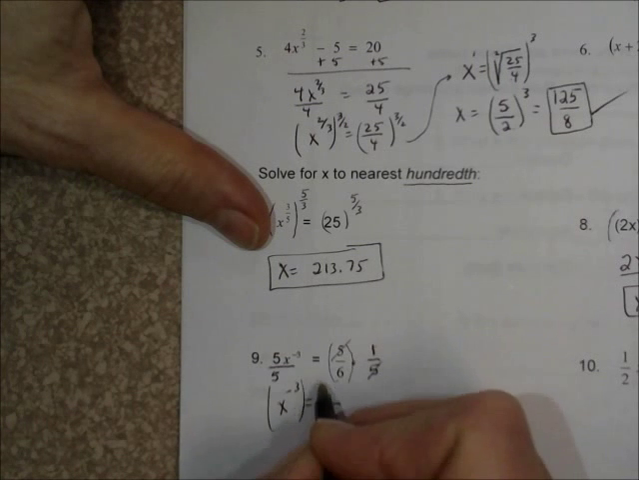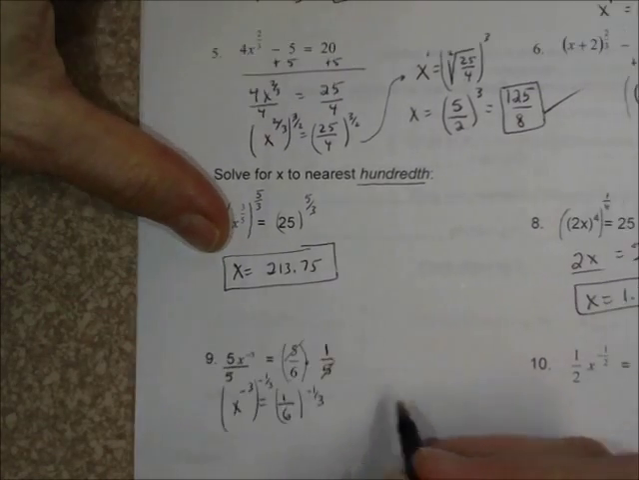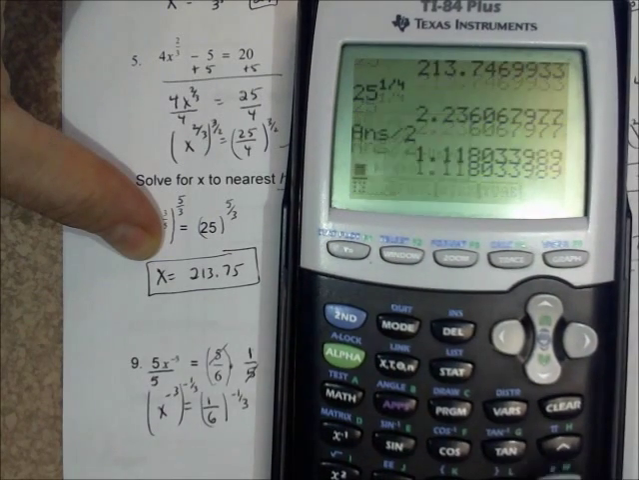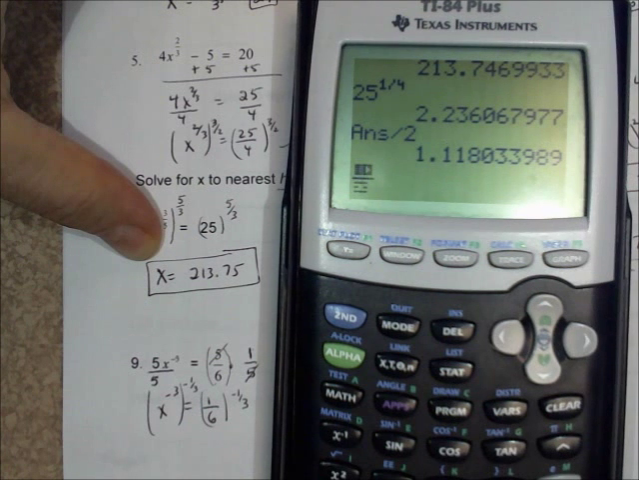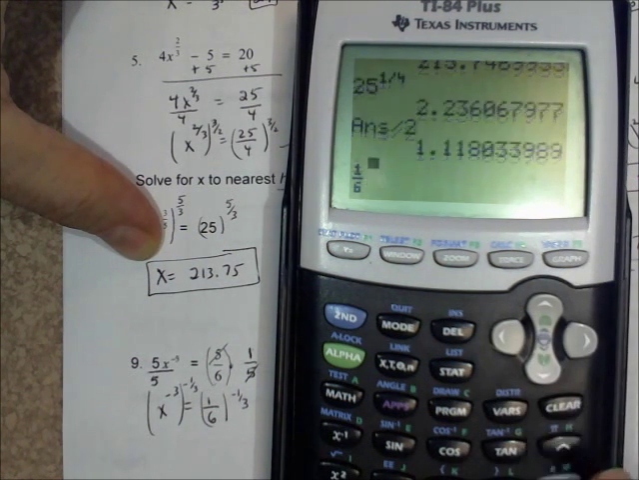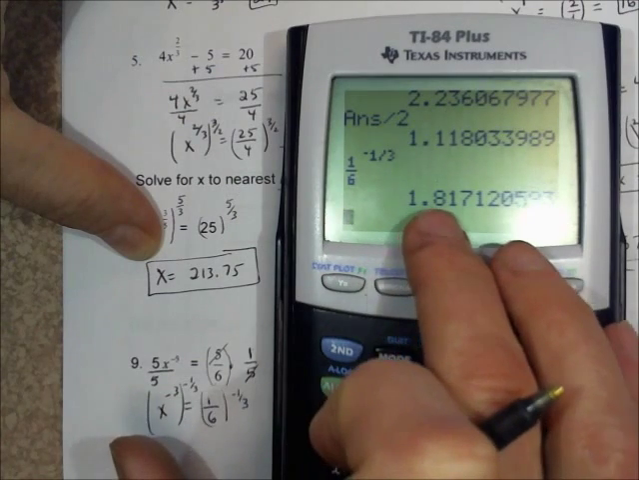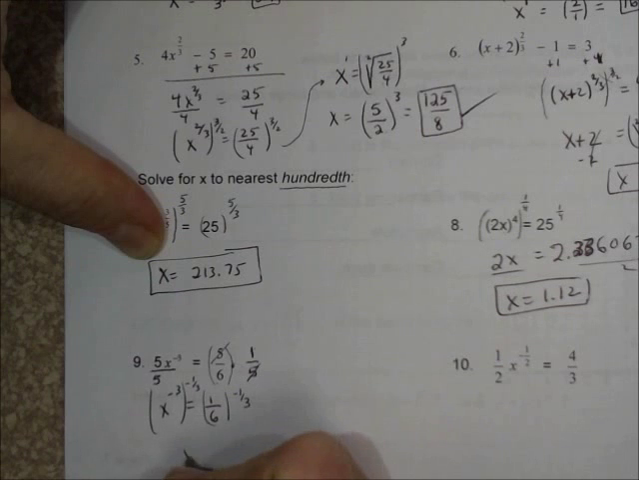Now we're going to raise both sides to the -1/3 power. And now I'm going to get my calculator out and use my alpha y equals option 1 key because I need to know what 1/6 to the power of -1/3 is. And it looks like it's 1.817, which rounds to 1.82.